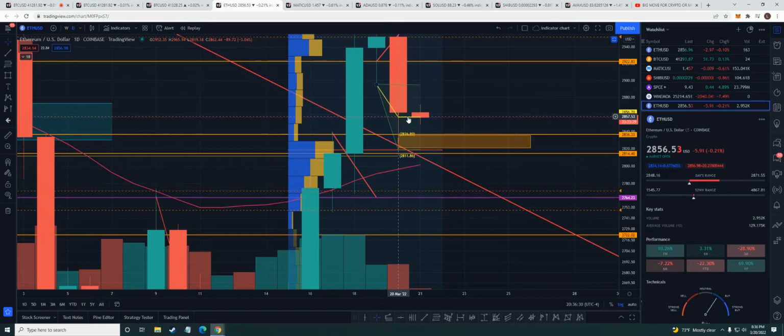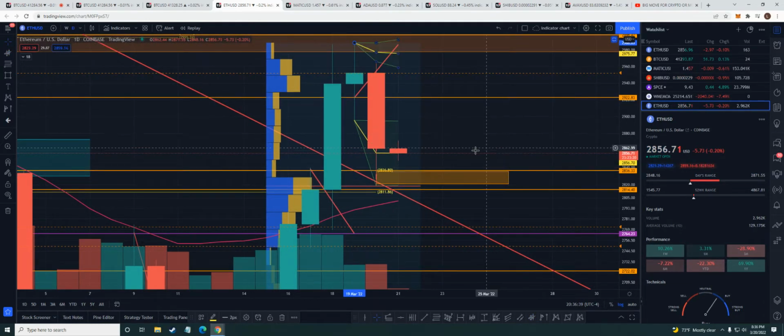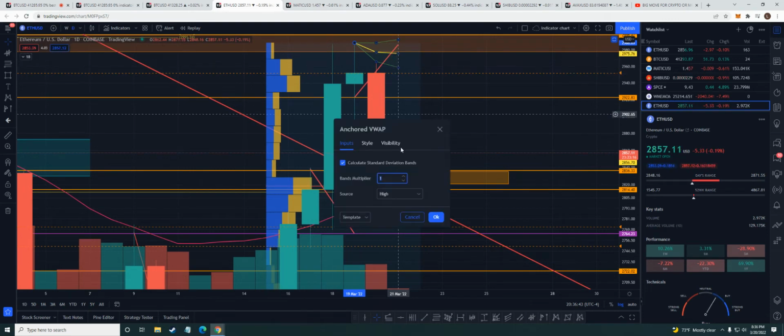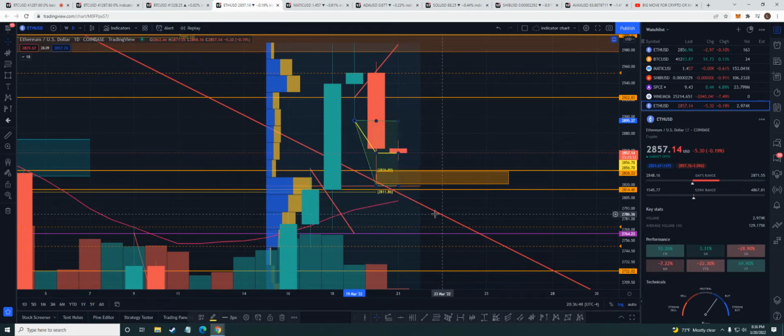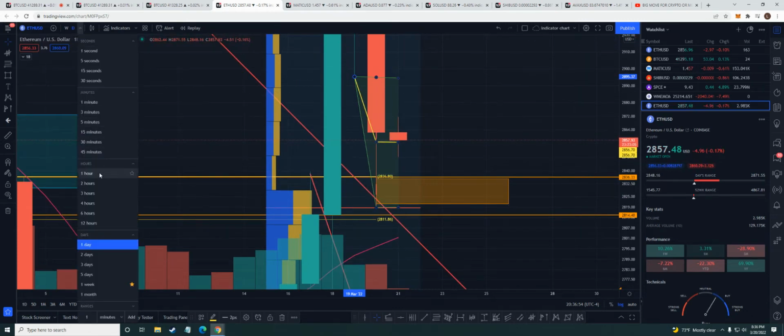We got an anchored VWAP holding this up right here. Let's go ahead and drop one at the top just for the heck of it. Boom. Well, that doesn't really help. So let's make it low. Let's make it low. Come on. Give me the setting. All right. Let's make it low. Where are we on the low? Okay, so we're right here on the low. Okay, so I already had that. All right, so let's go to our chart and see what we're looking at.